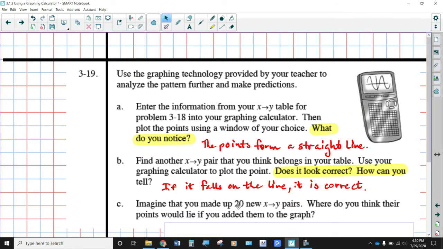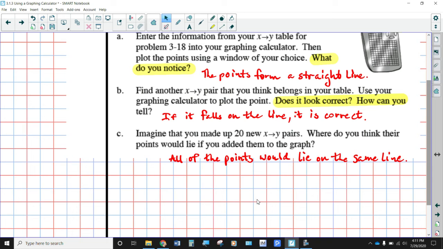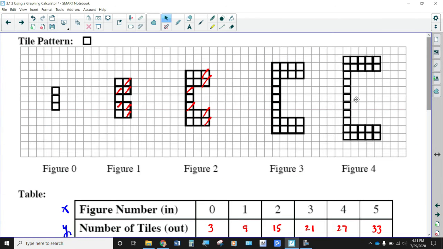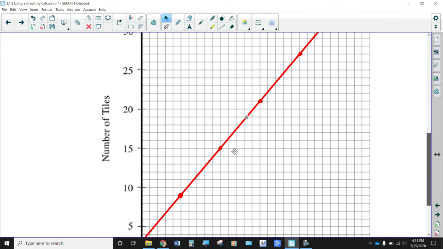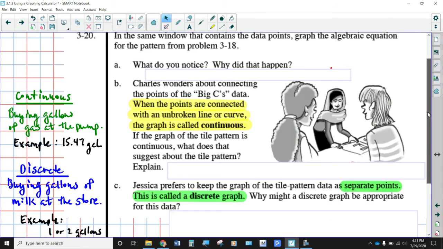So imagine that you made 20 new XY pairs. Where do you think the points would lie on the graph? If you said you think they would all lie on that same line, then you are correct. Okay, so now something to be aware of. In a situation like this, where we're talking about figure numbers, is it appropriate to actually put that line onto the graph? Or is it better to leave them as individual points? That's where the next page is going to come into play. And I want to talk to you about the difference between continuous graphs and discrete graphs.